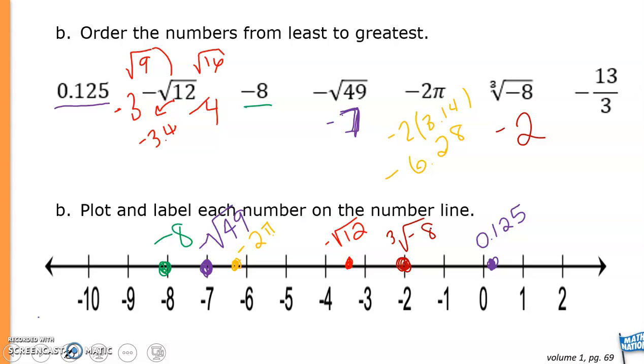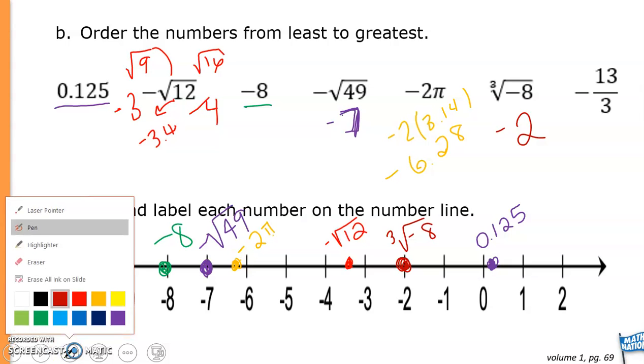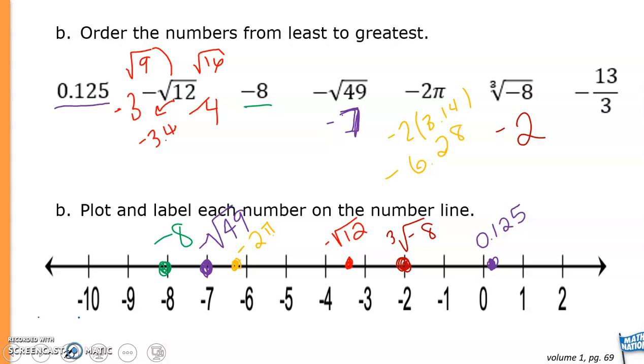And finally, negative 13 over 3 is a fraction. I can divide it to make it a decimal or a mixed number. 3 goes into 13, 3, 6, 9, 12, so 4 times, with 1 left over, 1/3. That would be negative 4 1/3, which as a decimal is negative 4.3 repeating. On my number line, that's going to be between negative 4 and negative 5. Negative 4.3 is closer to the 4 side, so about there. The fraction negative 13 over 3.